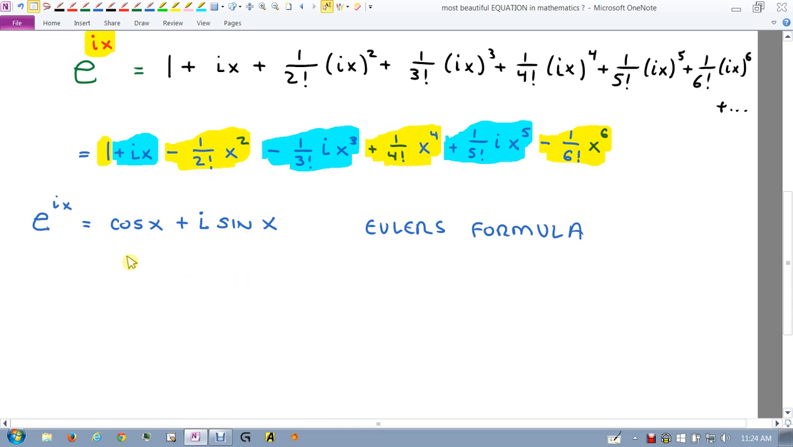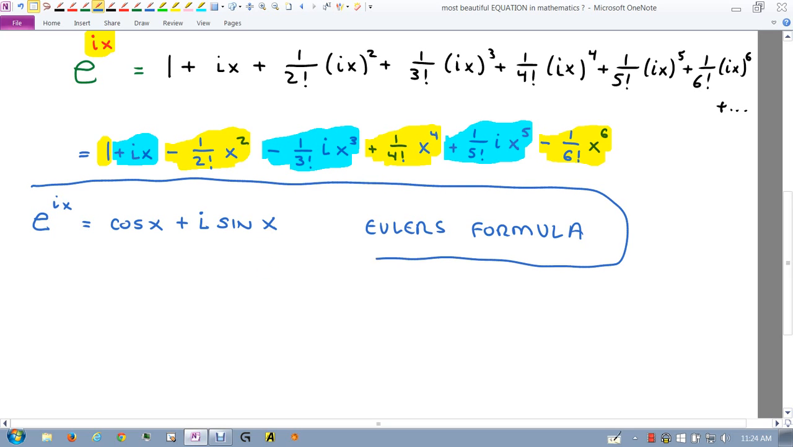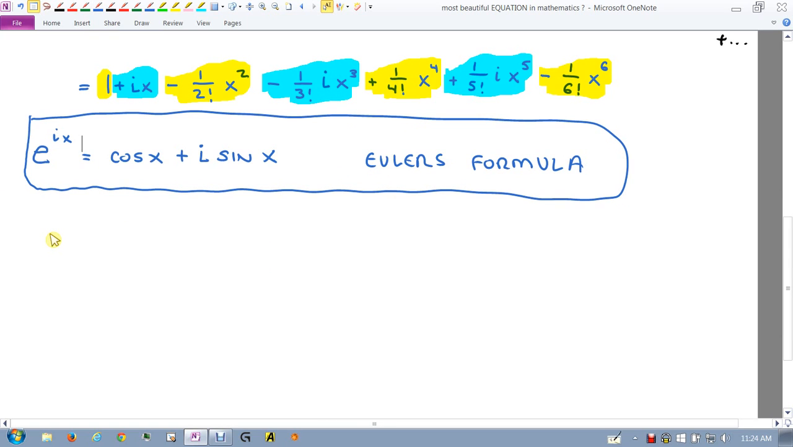It's saying that if you want to take e raised to an imaginary number like this, what you will do is you will take cosine of x plus I times sine of x. Very important formula in mathematics. And using Euler's formula, remember what I was trying to convince you of. What is e to the I pi? So replace your x with pi. Cosine pi plus I sine pi.